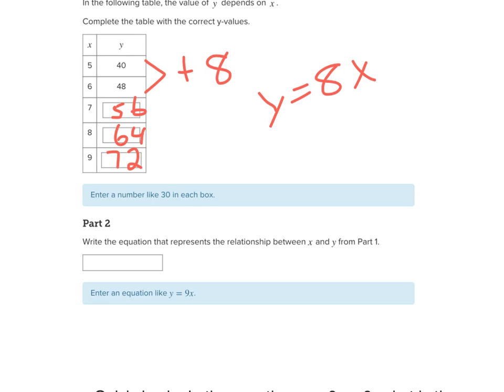Write the equation that represents the relationship. Y equals 8x. No problem. Time for the quick check. You can read it. See you soon.